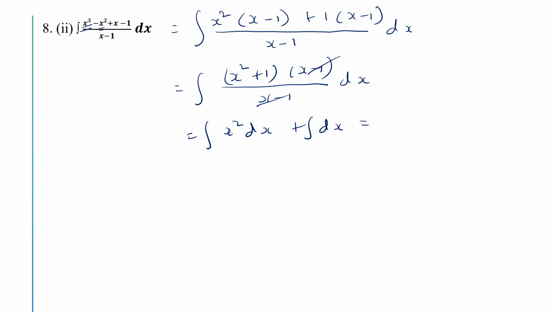So these two will go, this we can write as integral x square dx plus integral dx. Now it is very easy. So integral x square dx is x cube by 3. Integral dx is x plus c.